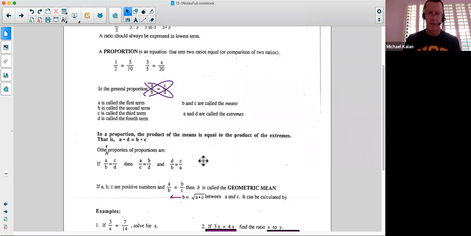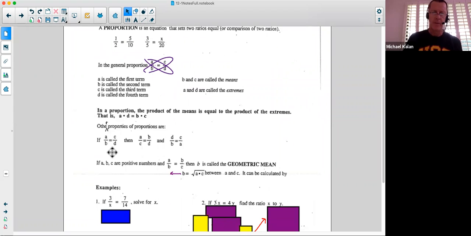Other properties of proportions are, if A over B equals C over D, then A over C equals B over D, and D over B equals C over A. And you can think about how that would work, but does it make sense? Let's see. Let's say we're using 1 over 2 equals 5 over 10. So A is 1, B is 2, C is 5, D is 10. Then A over C would be 1 over 5.